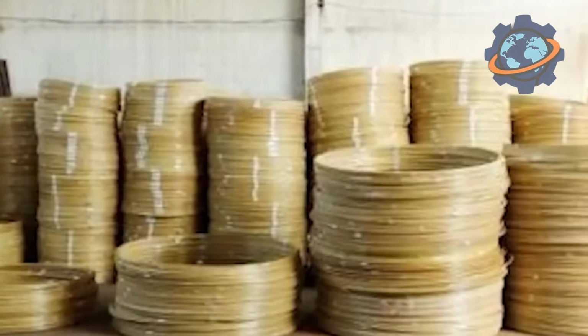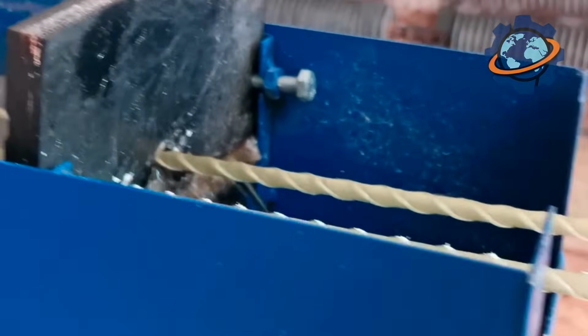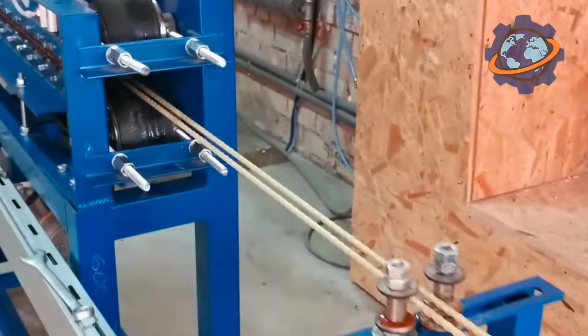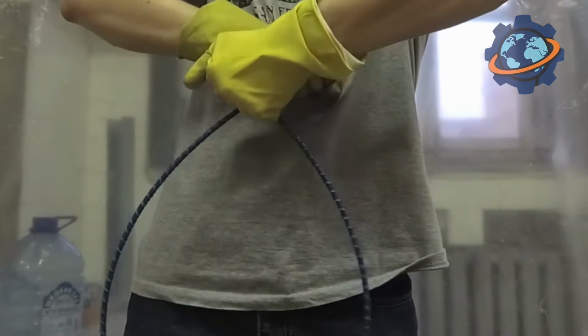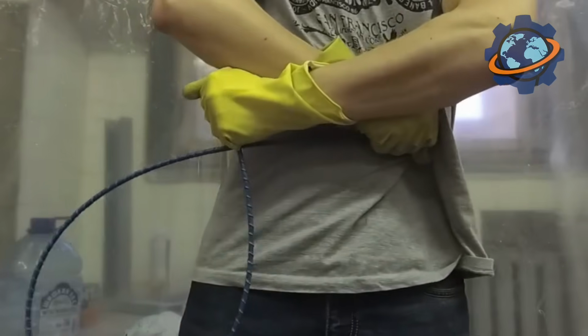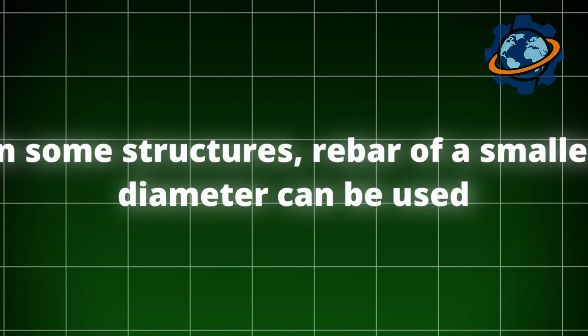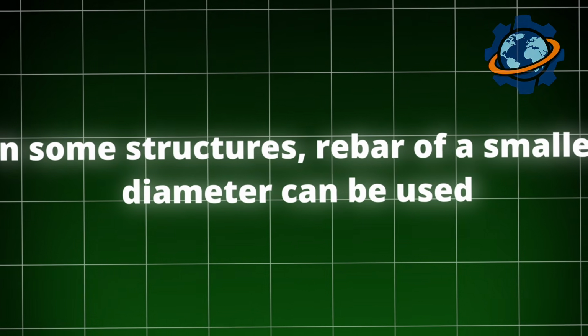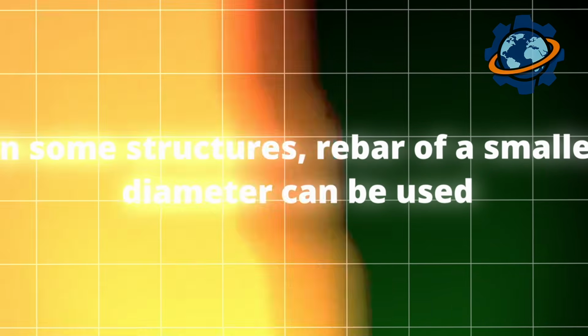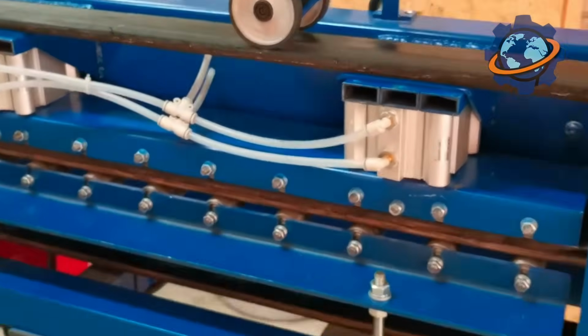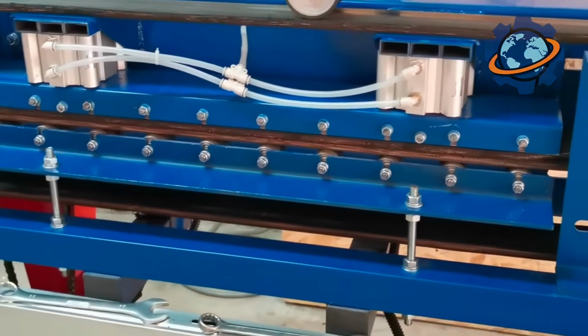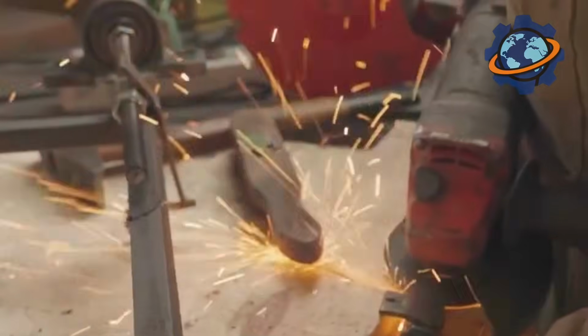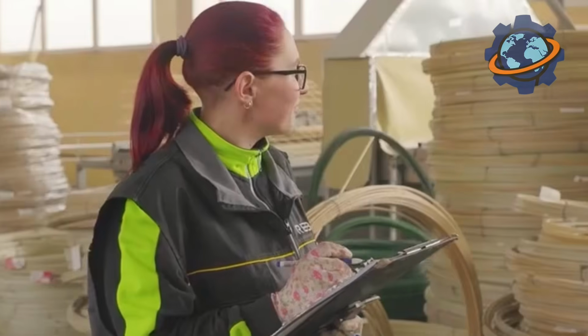Second is strength. And here, fiberglass just steps into the ring and knocks out steel in the first round. Its tensile strength is about twice as high as that of standard steel rebar. So you understand, to break a fiberglass rod, you need to apply twice as much effort as for a steel one of the same diameter. This means that in some structures, rebar of a smaller diameter can be used, saving even more weight and volume. It's like comparing a regular rope with a climbing rope. At a smaller thickness, it can withstand much greater loads.